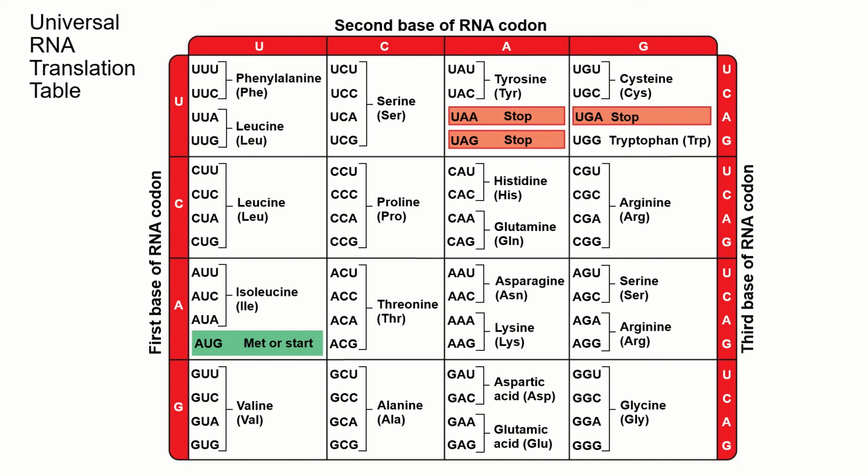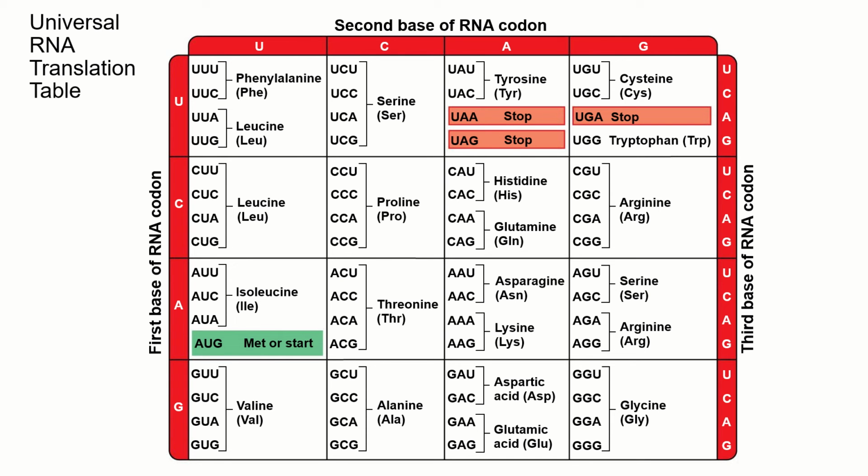Ouch. Okay. This is the table called the Universal RNA Translation Table. You absolutely, positively do not need to memorize this. No one ever has in the history of genetics. All you need to do is know how to read it. Okay. On an exam, this will be given to you. So just know how to use it.